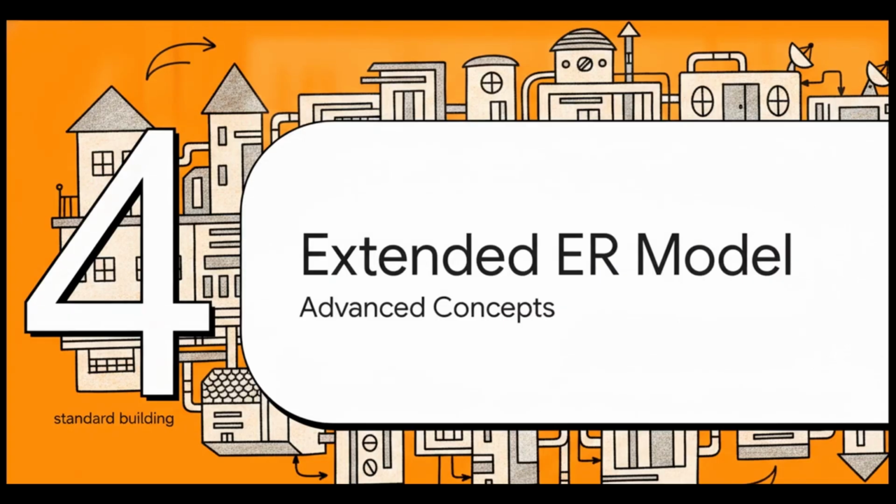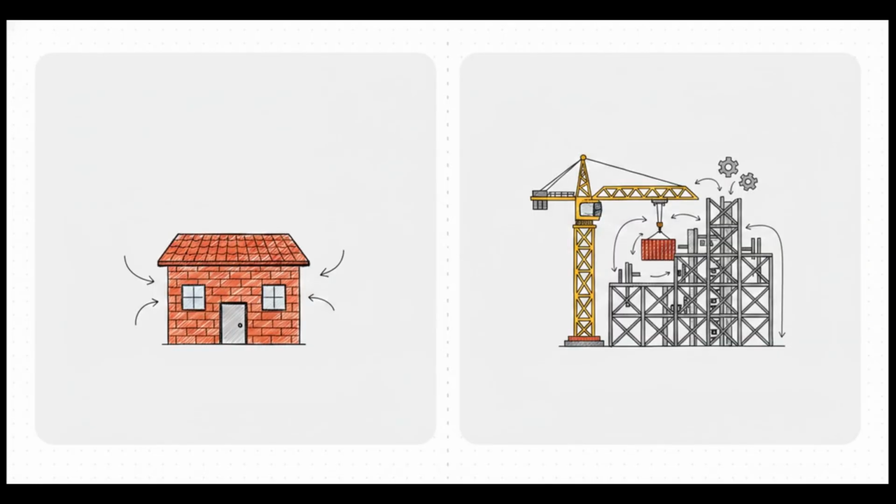Jumping into Section 4, the extended ER models. Here is where we step up into advanced computer science engineering theory. We're moving out of the basics and into the expansion phase, upgrading our standard building into a complex, highly specialized facility. When we compare the standard ER model, which just has entities, attributes, and keys, against the Enhanced Entity Relationship Diagram, or EER model, things get interesting.